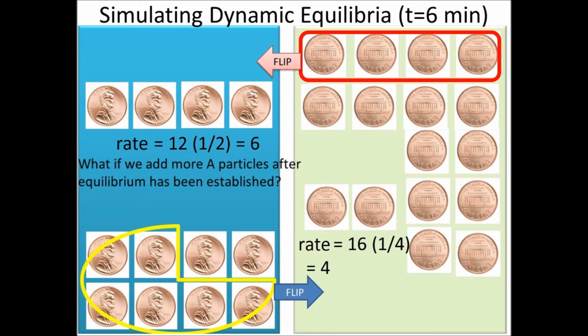As time passes, we calculate the rate of change as we did before. We take the rate constant for the forward reaction, that's 1/2 times the 12 pennies in state A, and we see that 6 pennies need to flip from heads to tails. We can do the same for our state B. The rate of the reverse reaction is 1/4 times the number of objects in state B. Currently, that's 16. So we see that 4 pennies need to flip from tails back to heads.